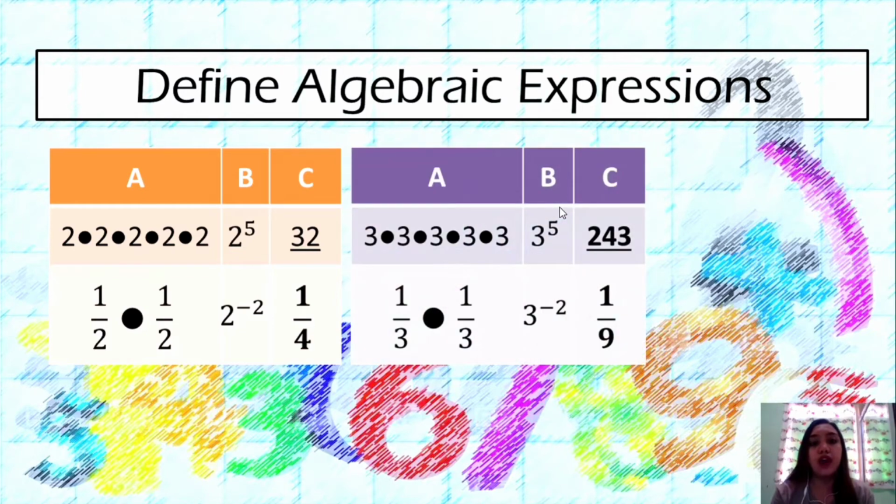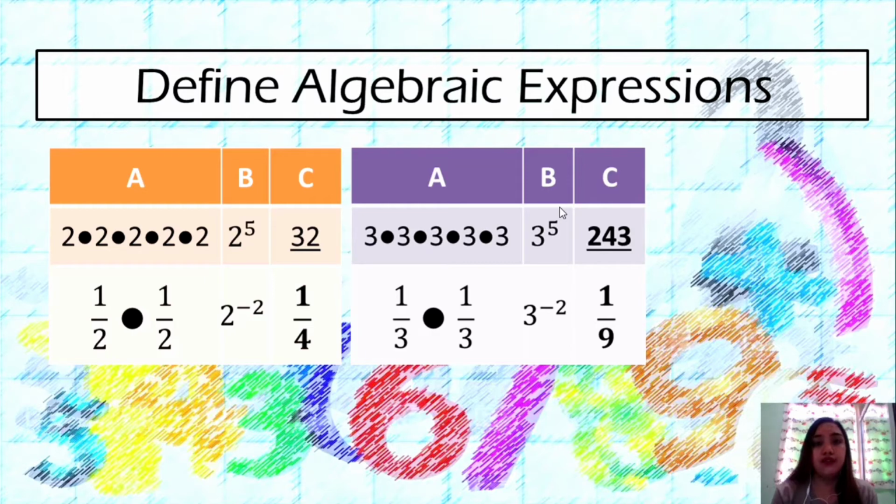Next table, we have the same, just like on the first table. So, we are going to define algebraic expressions. 3 times 3 times 3 times 3 times 3. Ano ang exponent ng 3? 5, of course. Kasi minultiply natin na 5 beses si 3. And the answer is 243.